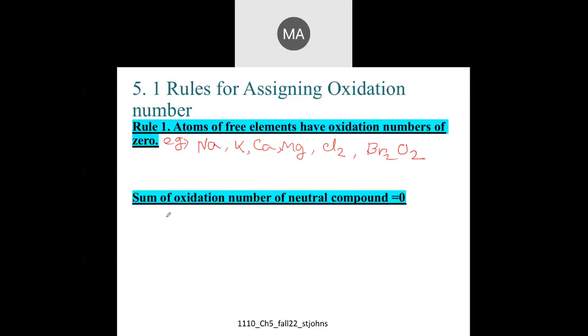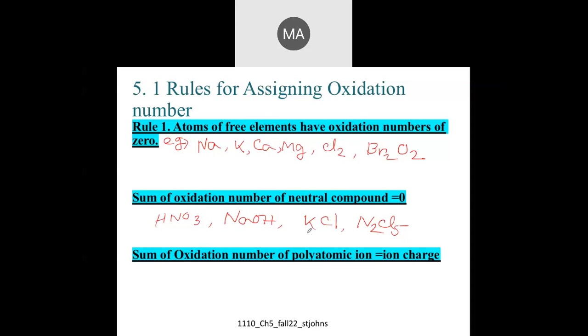Now, the sum of oxidation numbers of a neutral compound is 0. For example, nitric acid, sodium hydroxide, potassium chloride, nitrogen pentachloride, all 0. How? Yes, we are going to see very soon.